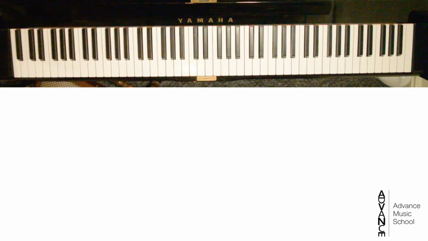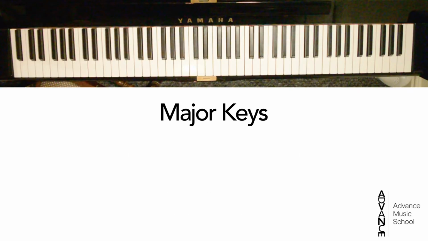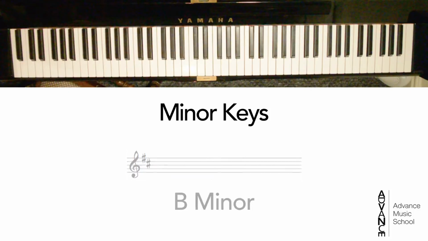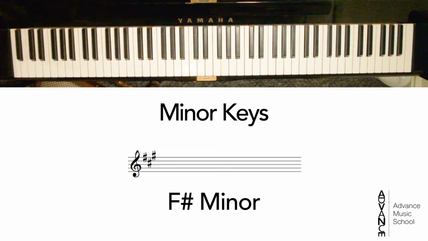Each musical note in the alphabet is also the name of 2 keys. The first of these is a major key. For example, the key of A major, the key of C sharp major, and the key of E flat major. The second type of key is a minor key, and this works in a similar way. For example, A minor, B minor, C minor, D flat minor, and F sharp minor.